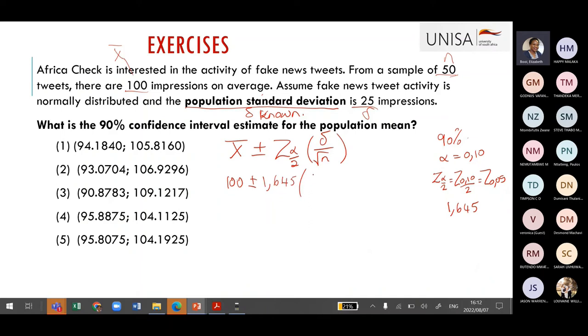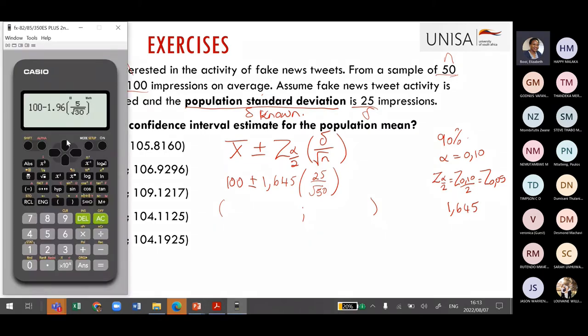1.645 times our standard deviation of 25 over the square root of 50. Now, we can split this into two. Those without a calculator, we can do this. 25 divided by the square root of 50 equals, multiply that, working from right to left, with 1.645 equals. And you will have to write the whole number as you see it. So the whole number is 5.8159.